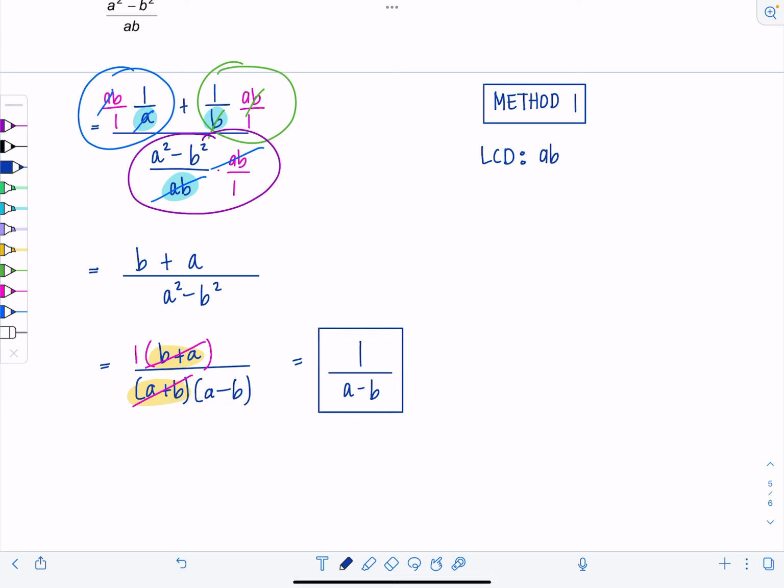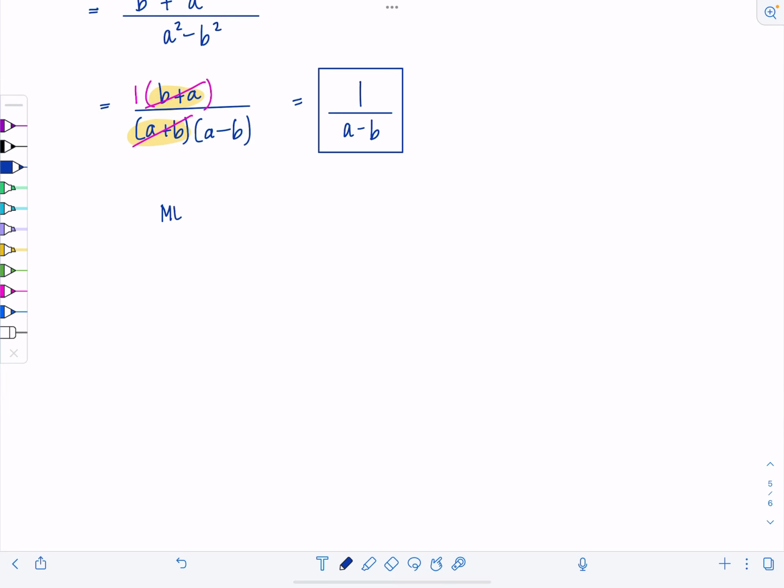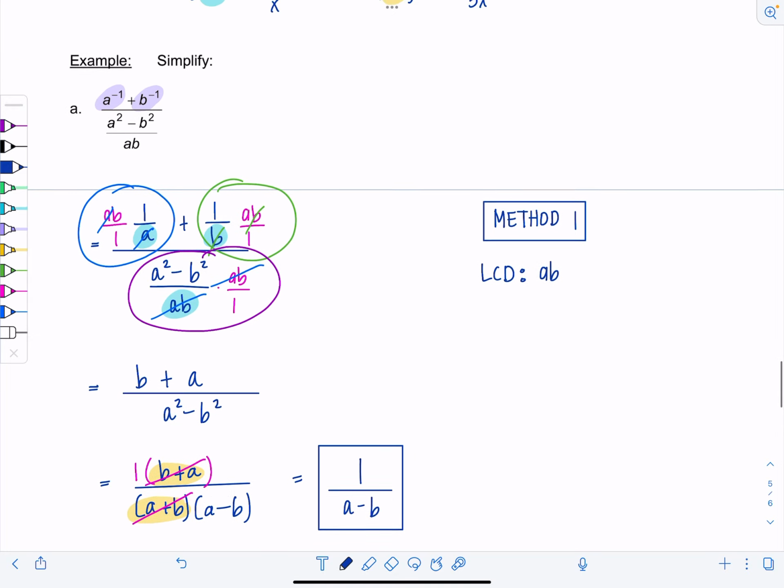Okay, how was that? Not the worst one we've done, huh? I think the previous example was a little more tricky. Now, how about trying this with method 2, just so you can compare. So let's try it with method 2. And originally, I'm just going to jump to after we rewrote this with the negative exponents in the denominator.